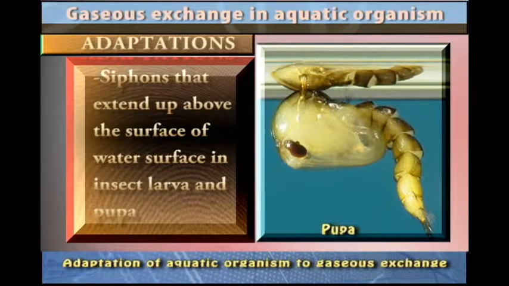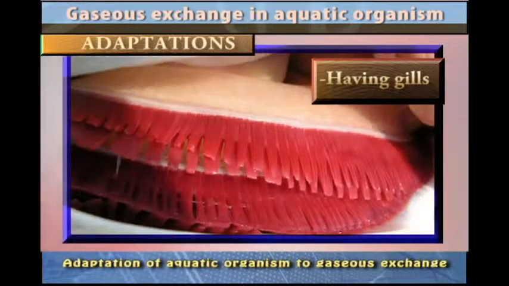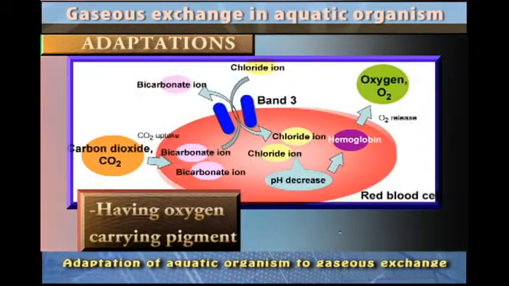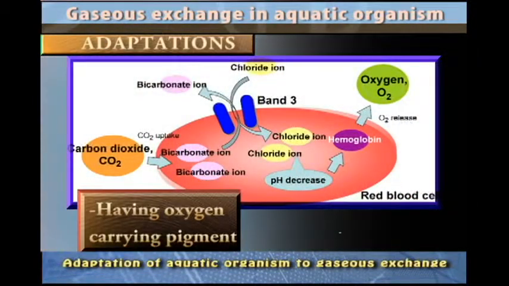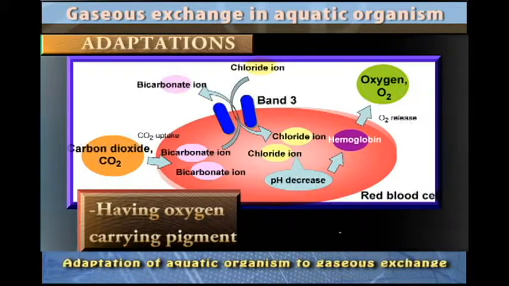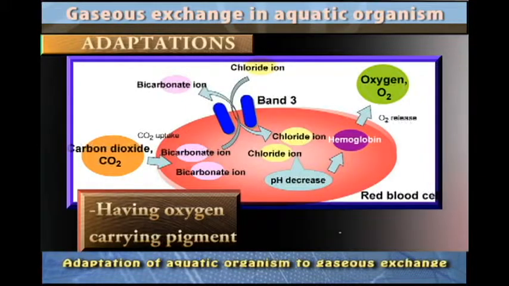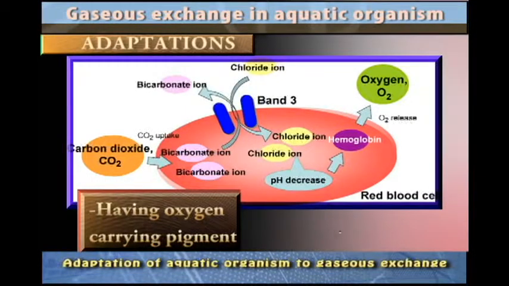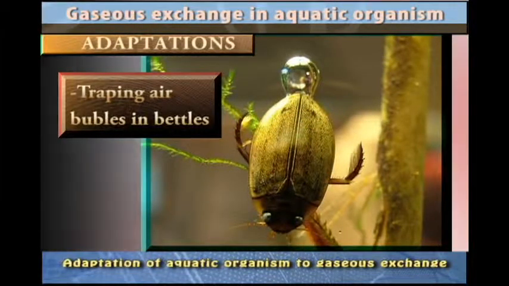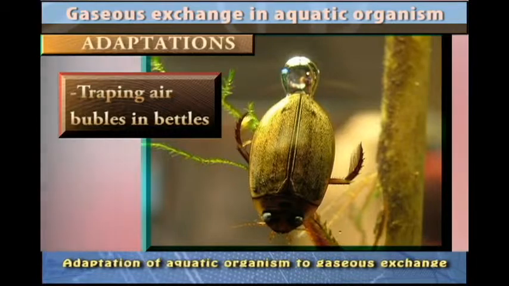in the case of the insect larvae and the pupa. Then we also have the gills that are used by fish, and then also the oxygen carrying pigment which helps in the absorption of more oxygen and utilization of this oxygen. But the last and not the least is the trapping of the air bubbles, which can be used to absorb oxygen.